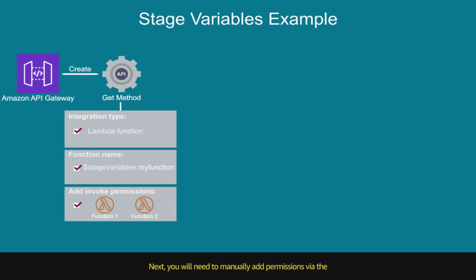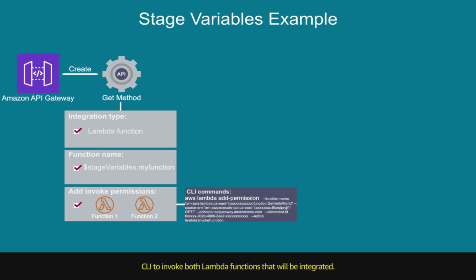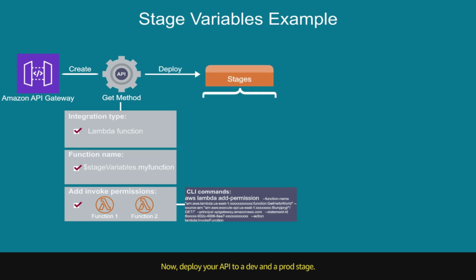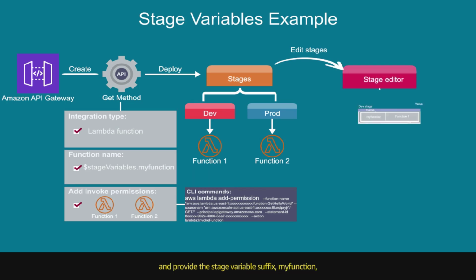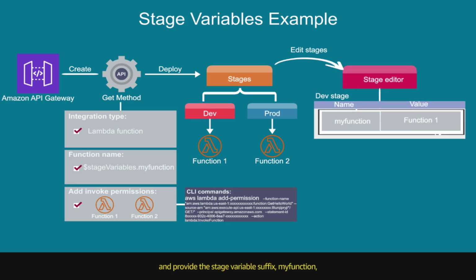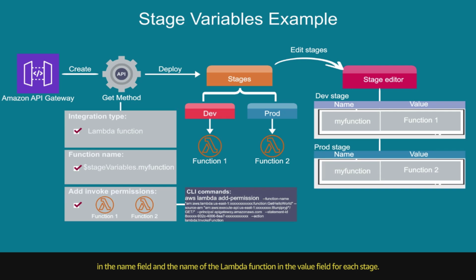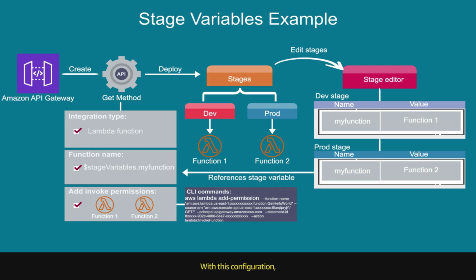Next, you will need to manually add permissions via the CLI to invoke both Lambda functions that will be integrated. Now, deploy your API to a dev and a prod stage. After deployment, navigate to the stage editor for each stage and provide the stage variable suffix, myfunction, in the name field, and the name of the Lambda function in the value field for each stage. With this configuration, the production stage and dev stages of the same method will invoke two different Lambda functions.